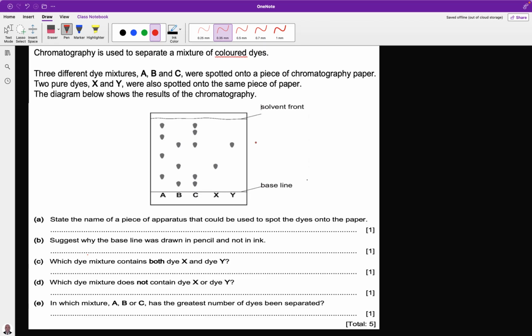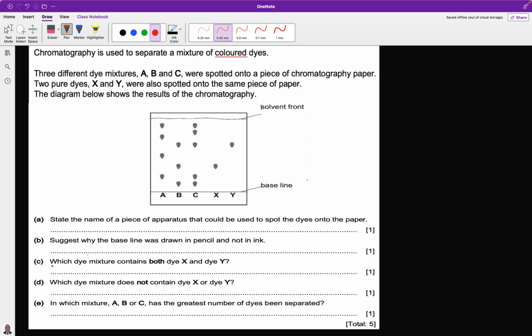When we use ink to draw the line there, the ink will dissolve, and it is going to undergo chromatography. The components there are going to travel up the paper. So ink is not good. A pencil is preferable because the pencil will not dissolve. Once more, ink will dissolve, travel up the chromatography paper, and interrupt the result. But pencil will not dissolve.